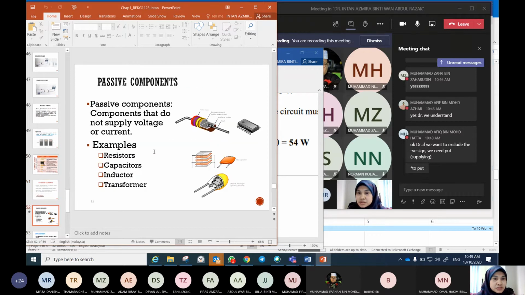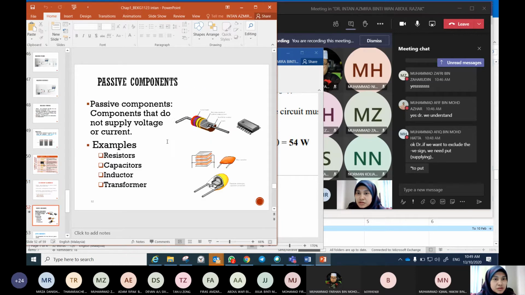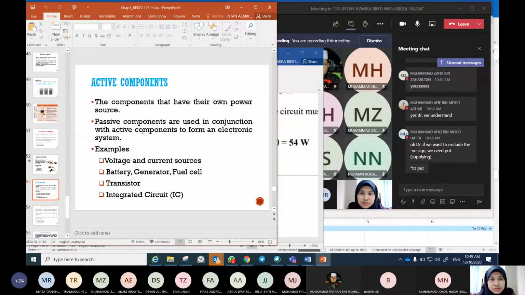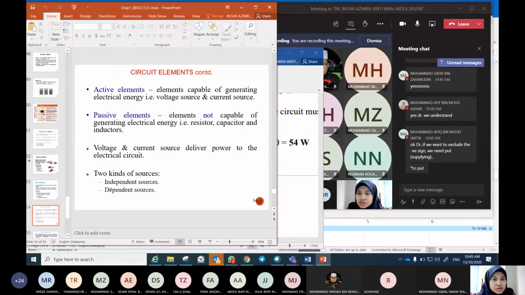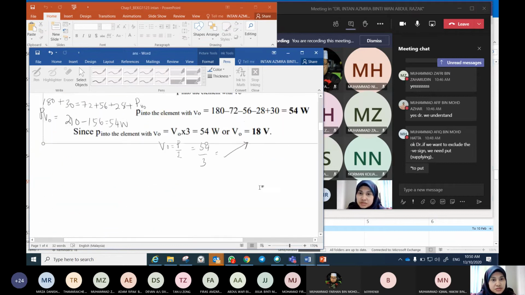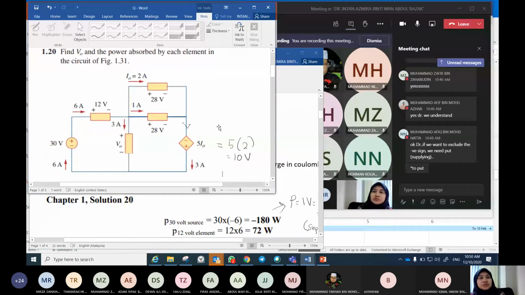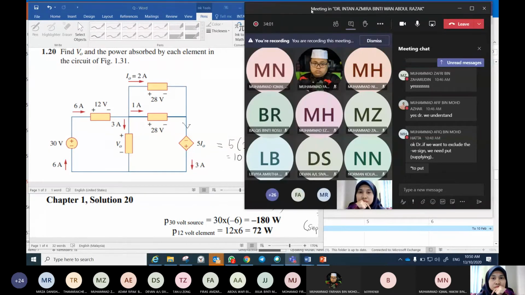An active element is a supplying element, such as a voltage source. A passive element is a resistor, capacitor, and so on. It does not supply current or voltage. We have two sources, independent and dependent. So in this circuit, which one is the dependent source and which one is the independent source? Which one is the independent source in this circuit? Balkis, do you want to answer?